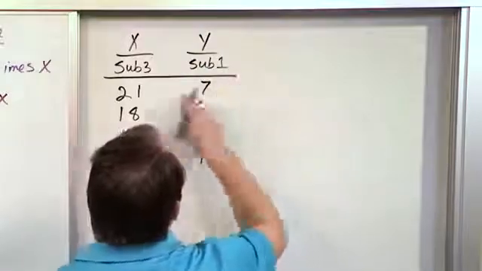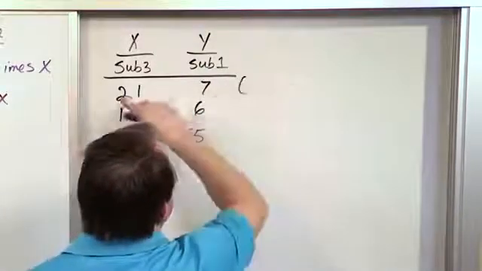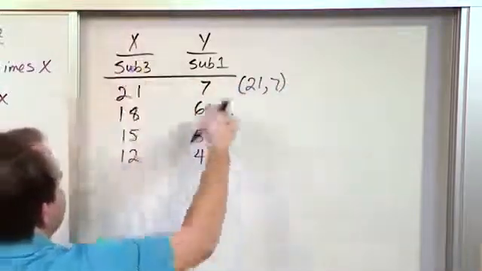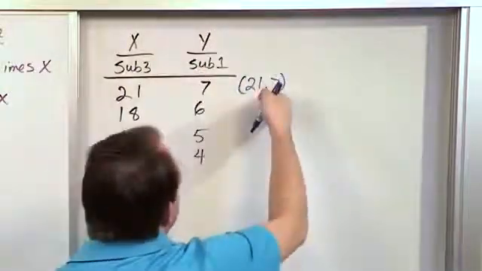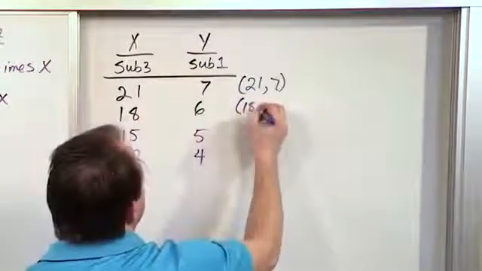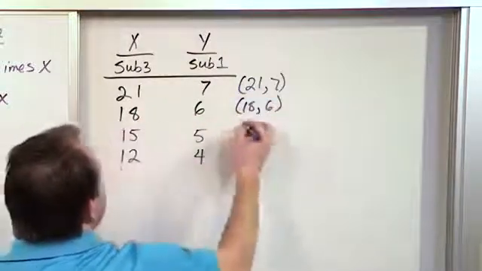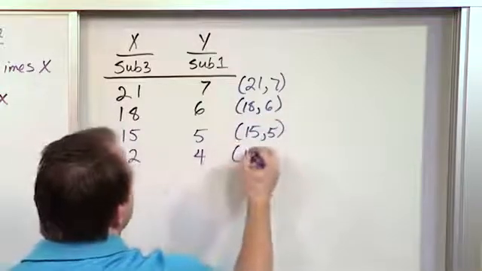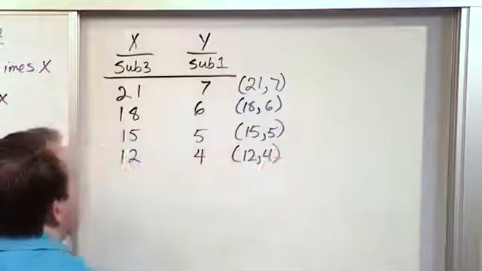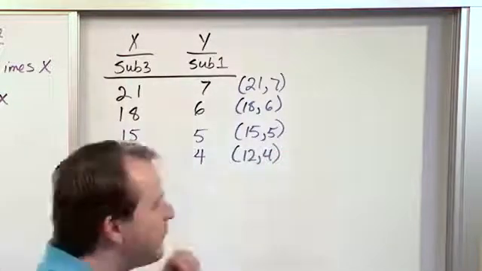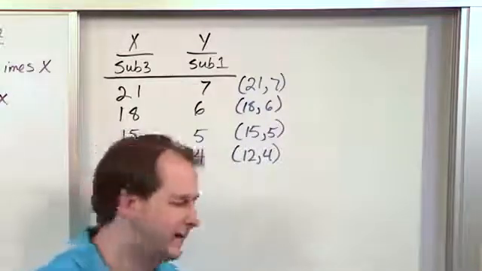Well, our ordered pair for this row here is 21, 7. Notice we always write the x first, and then we write the y second. Here we have the first number, 18, 6. Here we have 15, 5. And here we have 12, 4. So now we have 4 ordered pairs. All right? Now we need to ask ourselves, how are x and y related?